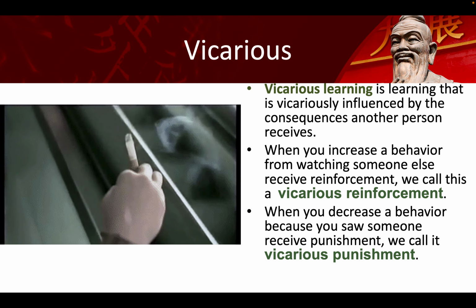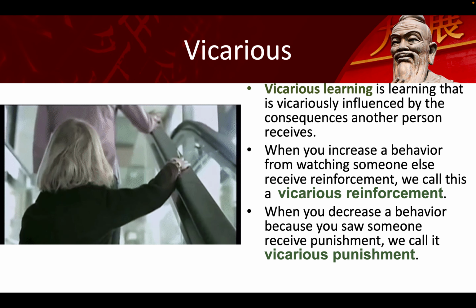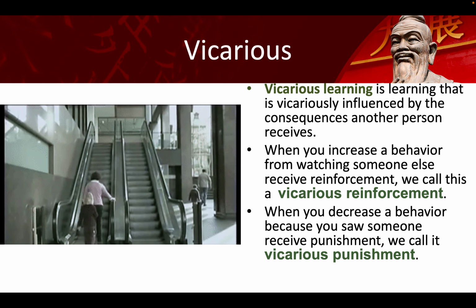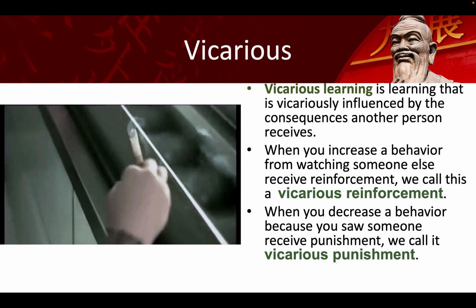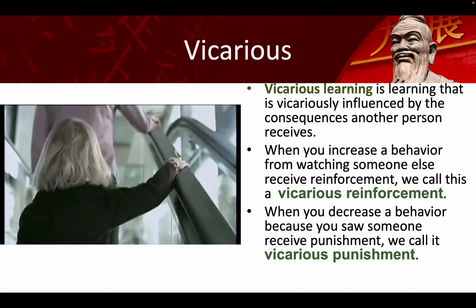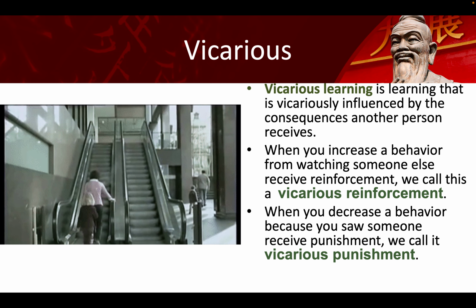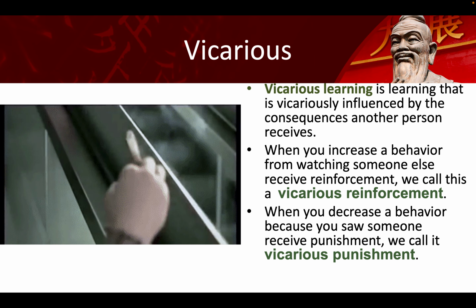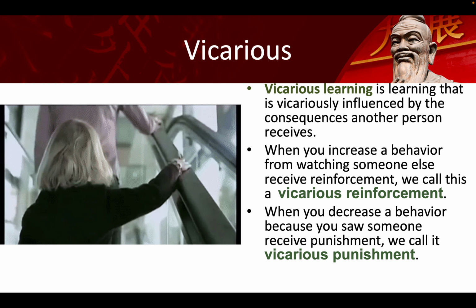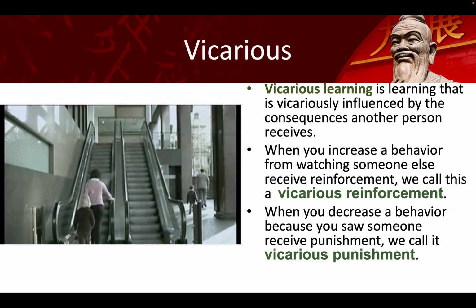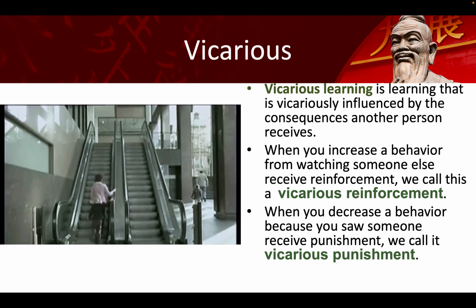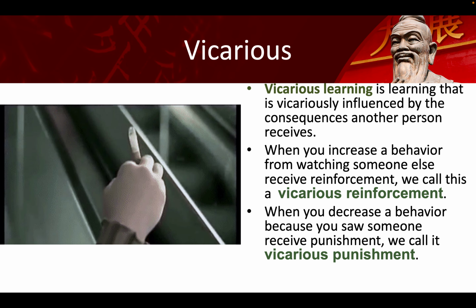Vicarious learning is learning that is vicariously influenced by the consequences another person receives. When you increase a behavior from watching someone else receive reinforcement, we call this vicarious reinforcement. When we decrease a behavior because we saw someone else receive punishment, we call it vicarious punishment.